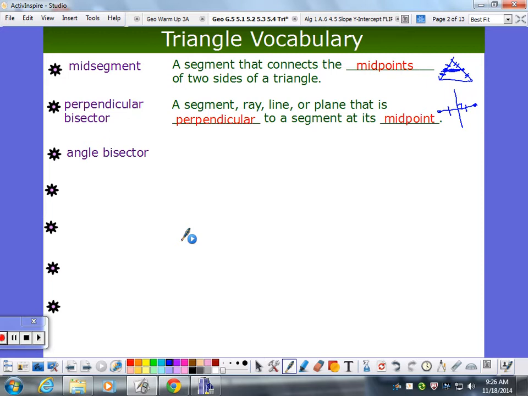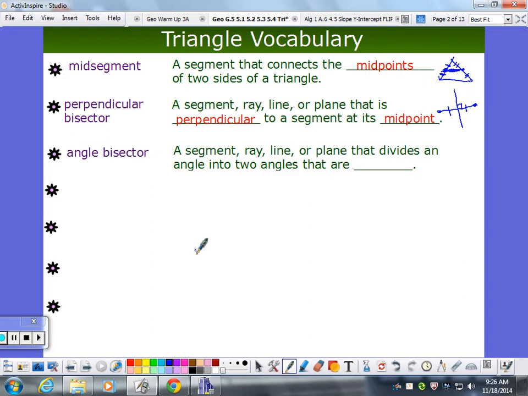Angle bisector, this was one that was a little confusing for some people. Two checkpoints ago I noticed that. An angle bisector is a segment, ray, line, or plane that divides an angle into two angles that are... Amanda, what are they? Congruent. They are congruent. Okay, so the picture there would be if you have an angle, then the bisector makes two congruent angles over here. Angle bisector.